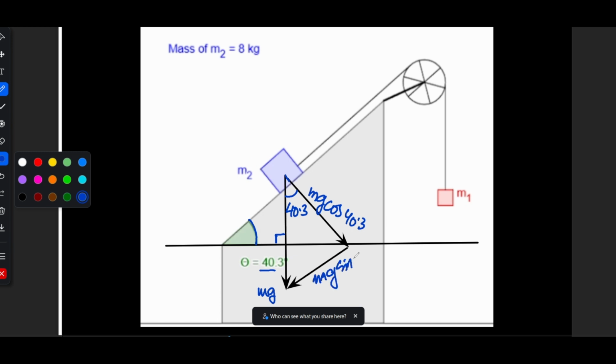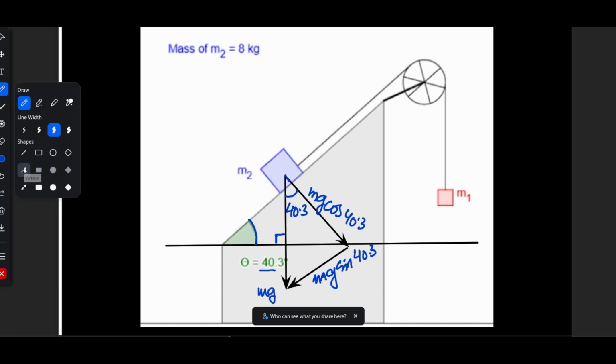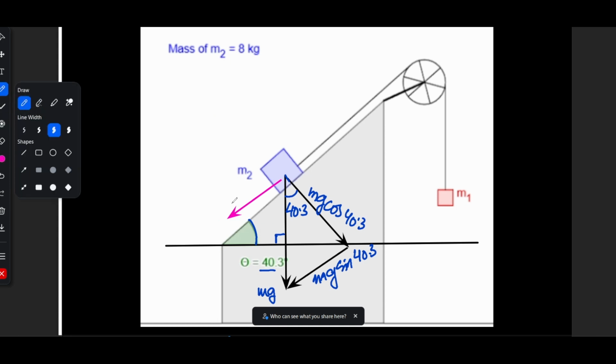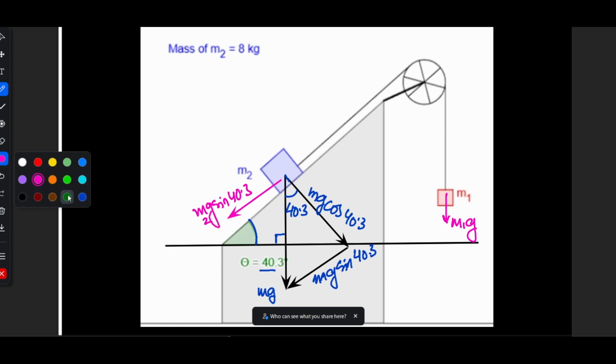mg sine of 40.3. Okay, and if you observe this component, which is the mg sine theta, if drawn at this point, it is actually replaced at this point, which is now responsible for pulling this object downward. So this will be mg sine 40.3. So if I had to make an equation for this system, how would that be? This is the m1g, the pulling force of this mass, and this is m2g, the pulling force of the other mass.